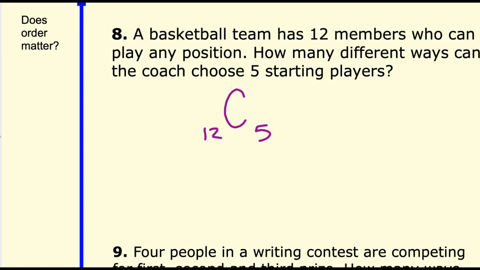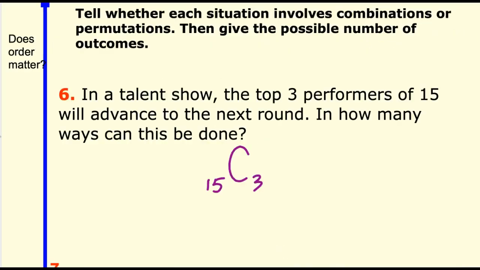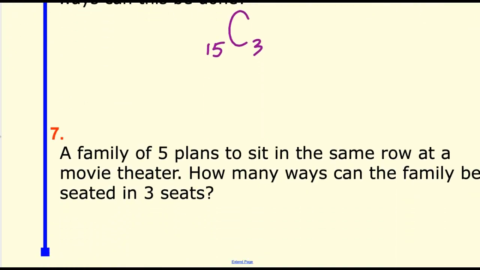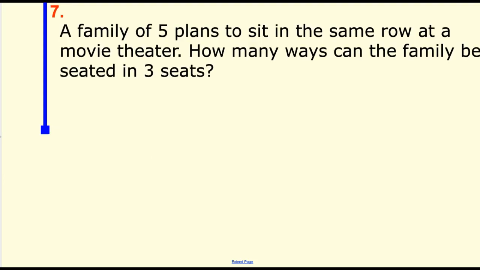I skipped a problem. Uh-oh. I didn't see it down there. Go back to number 7. Family of 5 plans to sit in the same row in a movie theater. This is a weird one. How many ways can the family be seated in 3 seats? Like, some people don't get to sit there or what? This is maybe what I should start doing. Put my 4-year-old in his own row.